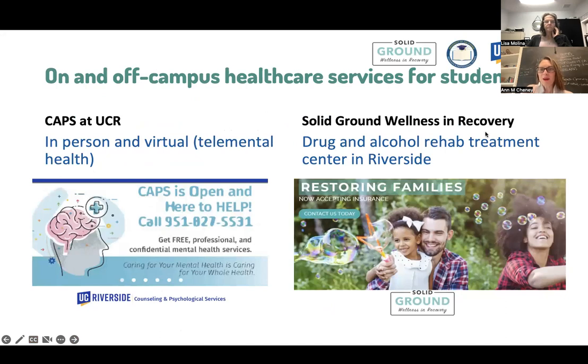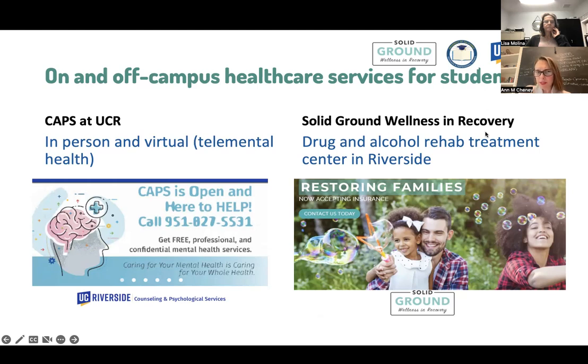Okay, so there are many off-campus services for students, and we'll talk about one off-campus service, but on campus, when we think about mental health care services for our students, there's CAPS, which is Counseling and Psychological Services. CAPS provides in-person and virtual, meaning telemental health, services to registered students.